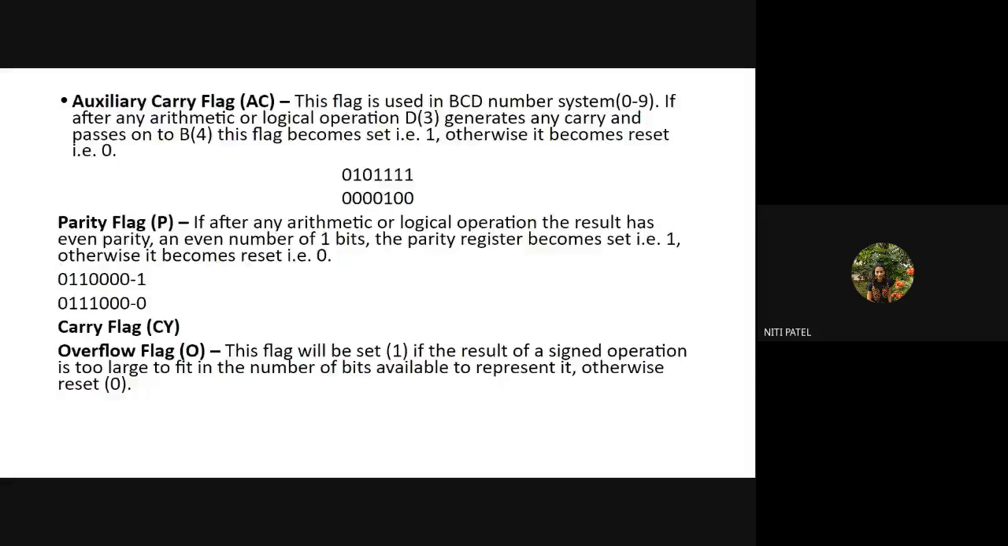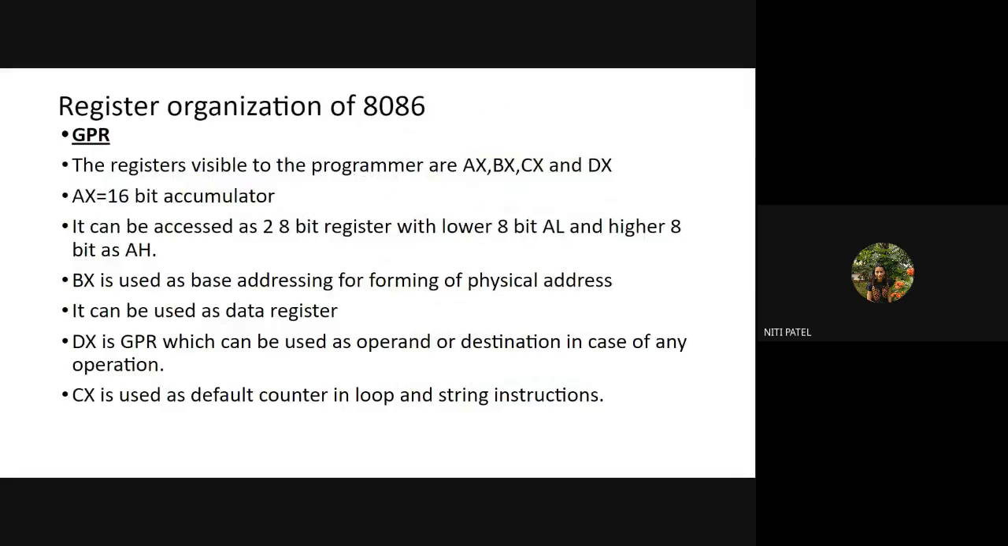Now let us see the next: register organization of 8086. See, this is for 8086. Again, do not get confused. It is 8086, not 386. We have seen what registers we have: GPR, DR, AR, CCR, PC, IR, MDR, MAR. We know the function of each and every register.